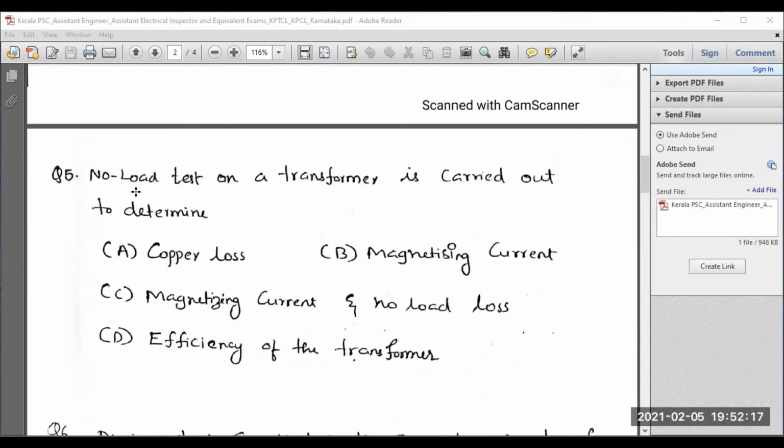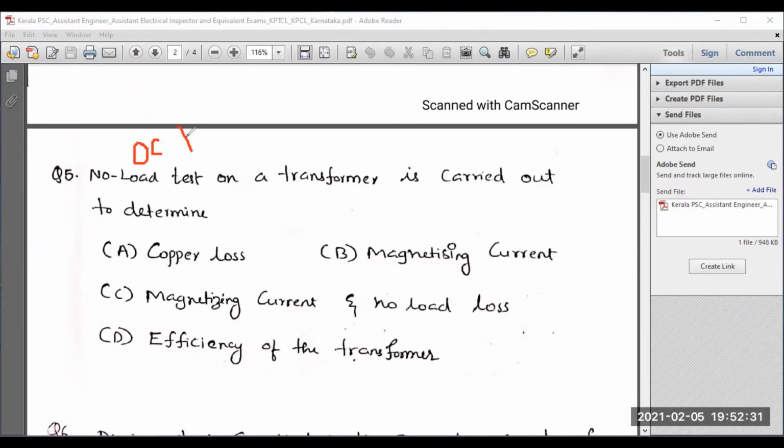Question number 5. No load test on transformer is carried out to determine copper loss, magnetizing current and no load loss, efficiency of the transformer. Actually, no load test is also called the OC test.